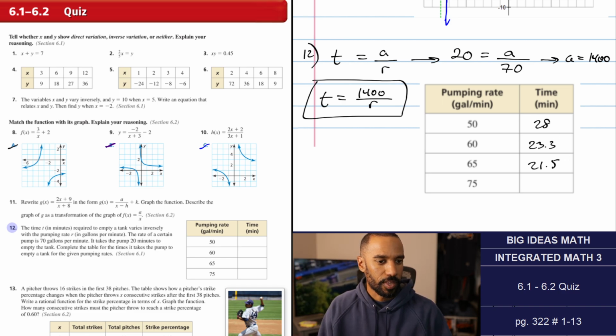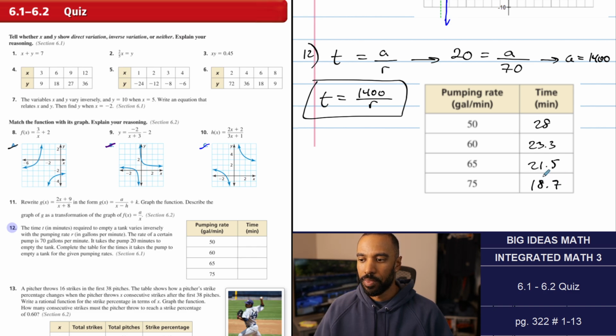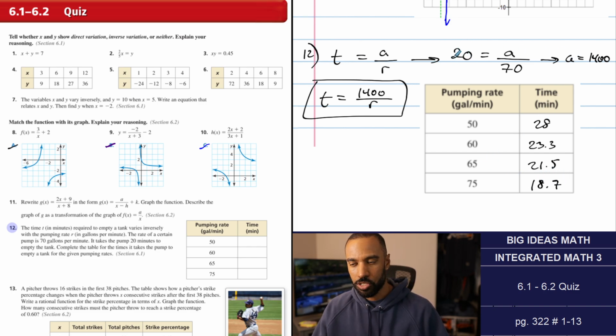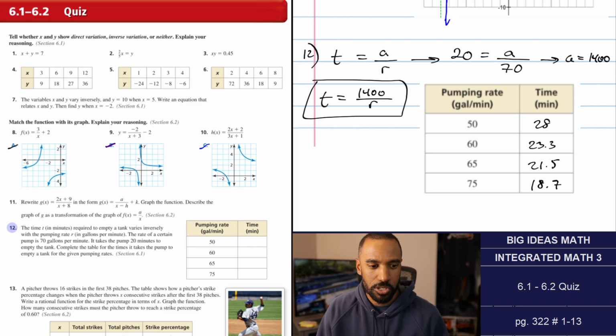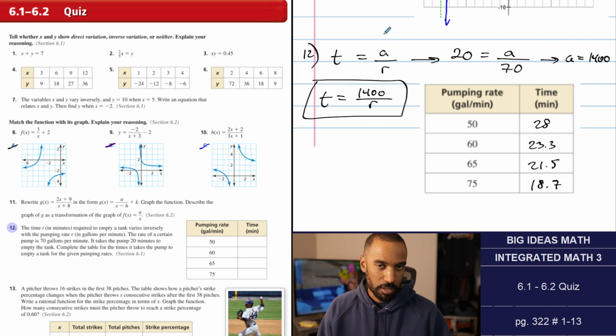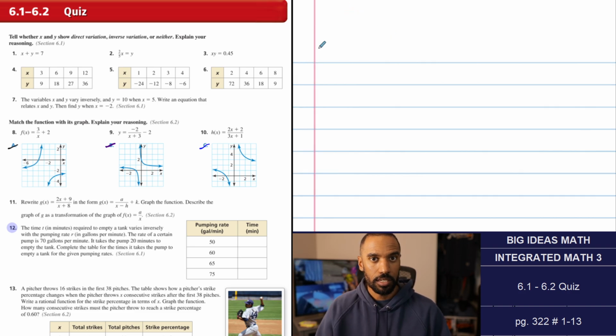And then 1,400 divided by 75 should be smaller. It's around 18.6 repeating, so I'll round to 18.7. Now, remember, 70 got us 20 minutes, and 70 is wedged in between 65 and 75, and 20 is wedged somewhere between 18.7 and 21.5. So I believe my answers are looking good, and they didn't ask any other questions. Sometimes they ask what happens to the time as the pumping rate increases, which you'd say is that the time goes down. All right, we got one more question to go, guys.